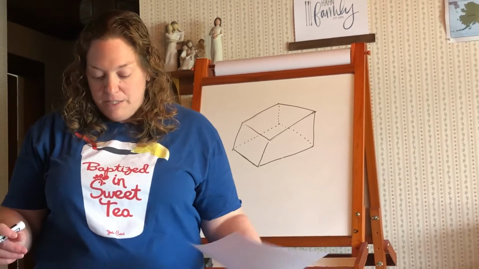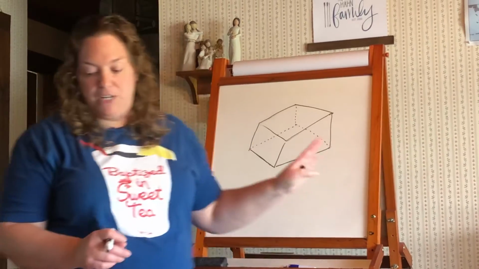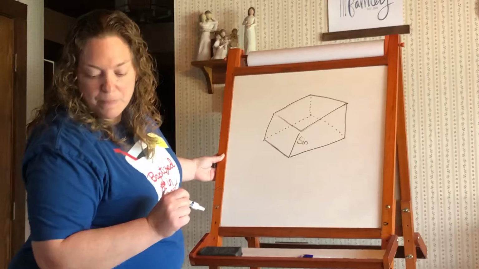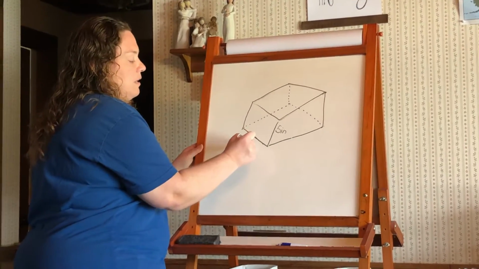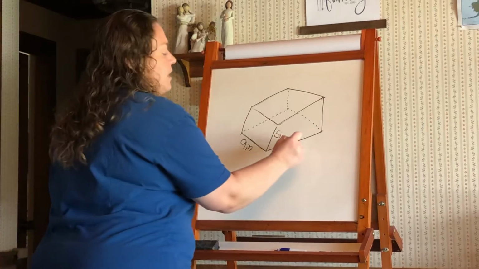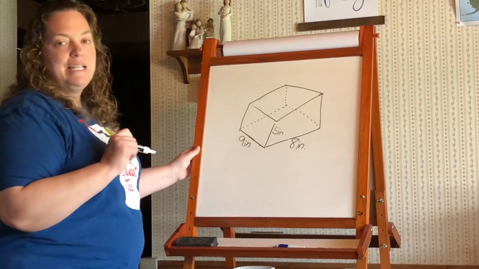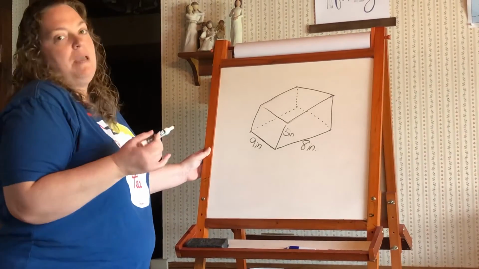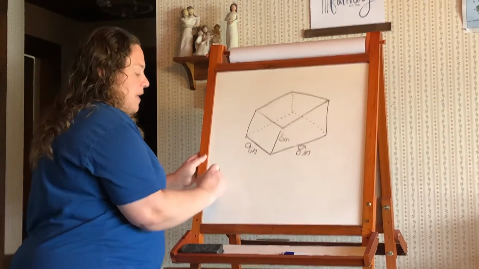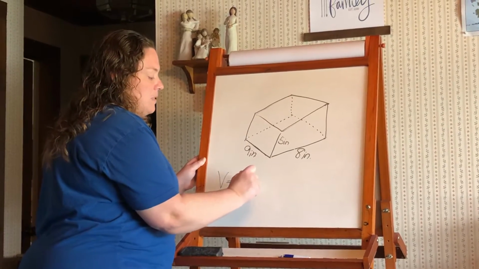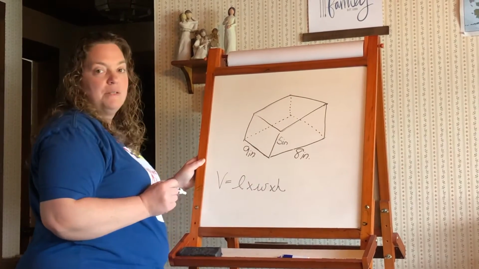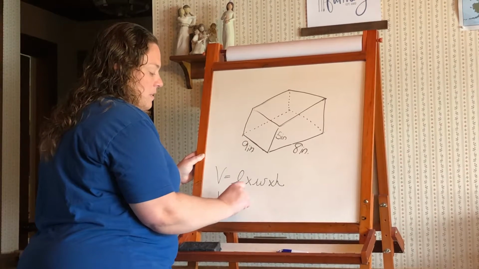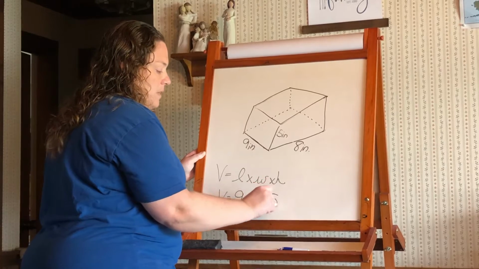So let's look at page 569. They have a figure like this, and they tell us that this is 5 inches. The length of this edge is 9 inches, and the length of this edge is 8 inches. Well, the volume of a rectangular prism is the same. You know this formula. The volume just equals length times width times height. So we just do the length times the width times the height.